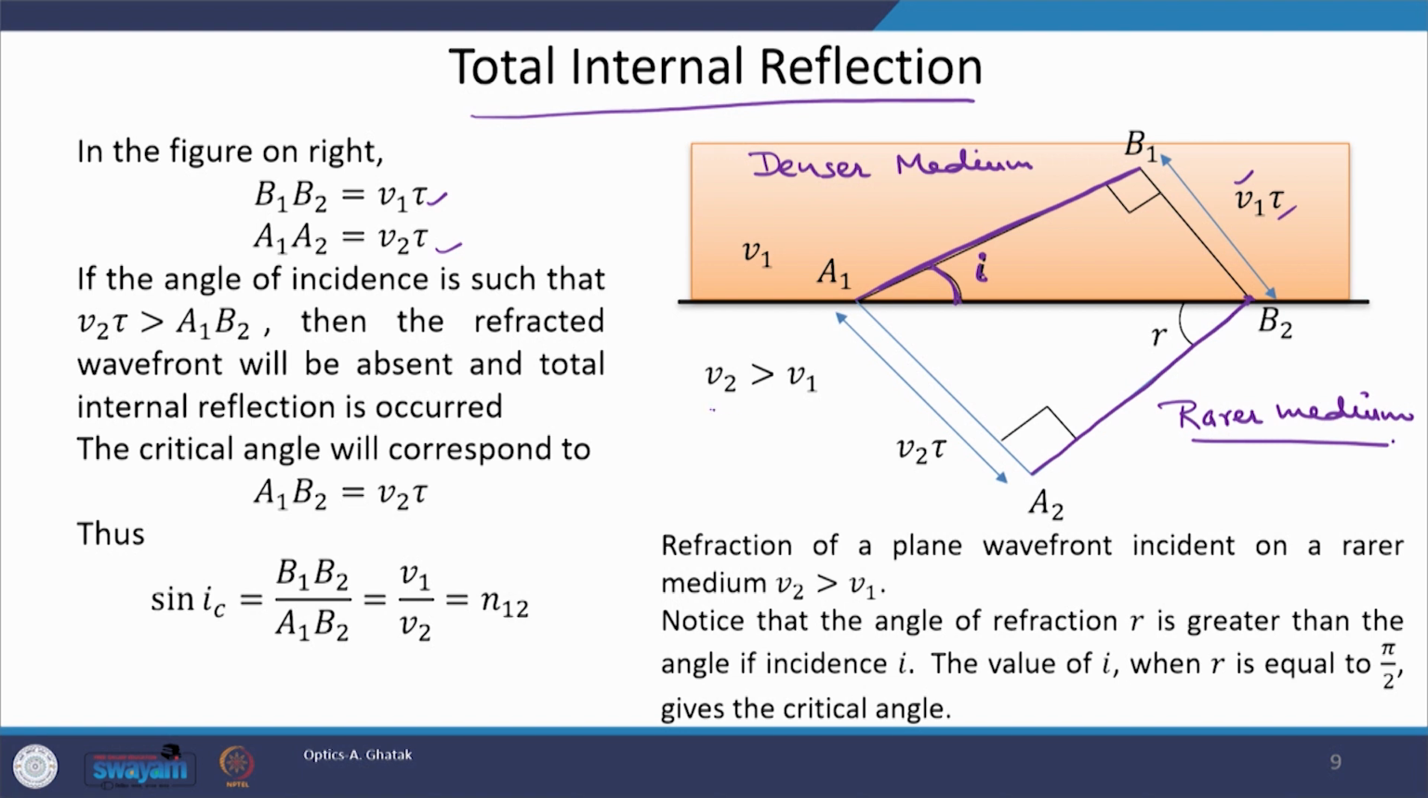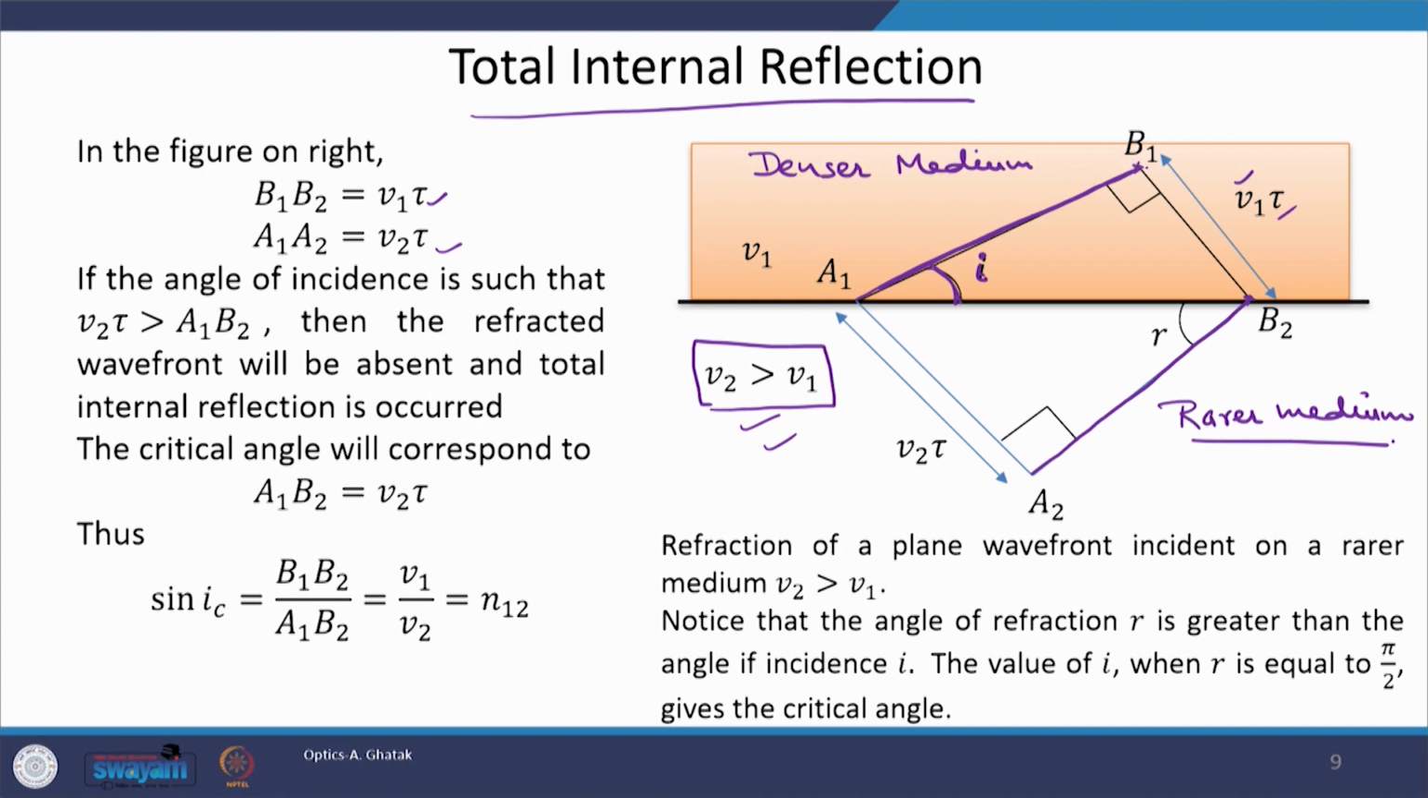And we also know that velocity in the rarer medium would be larger than that in the denser medium. Why? Because Huygens proved it in our first example where we were studying refraction. We saw that the velocity of light in the denser medium is smaller, therefore V1 would be smaller than V2, or V2 would be larger than V1.